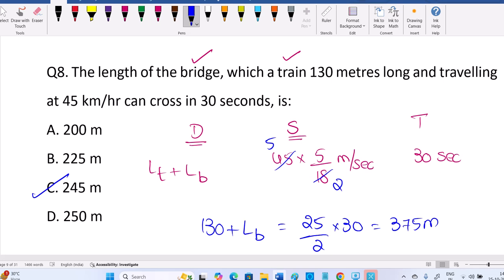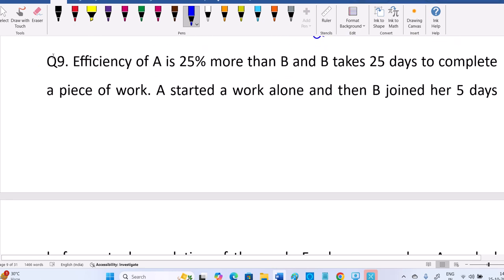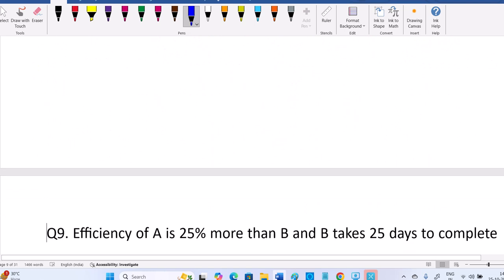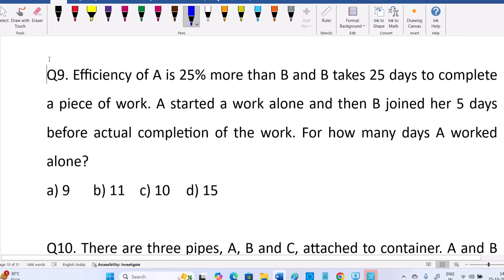Time and work, time and distance, ratios concept. Just now I said time and work. The next question is related to time and work.